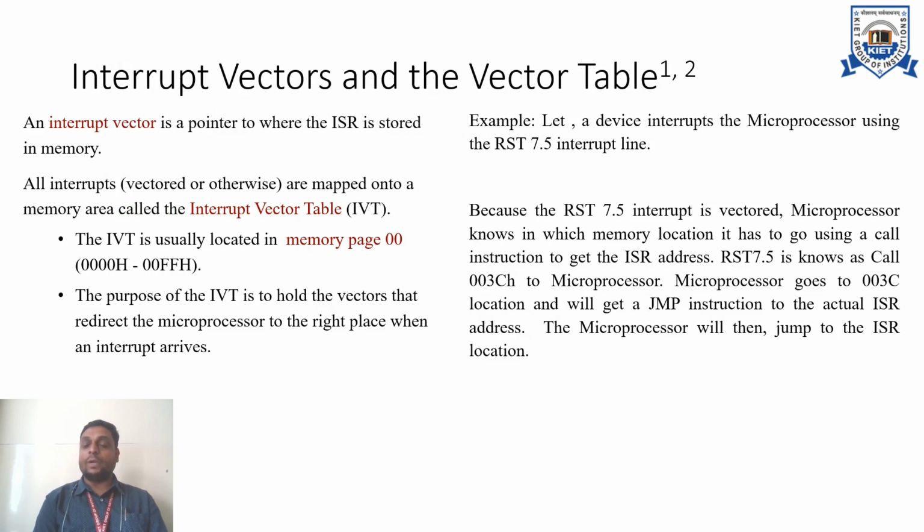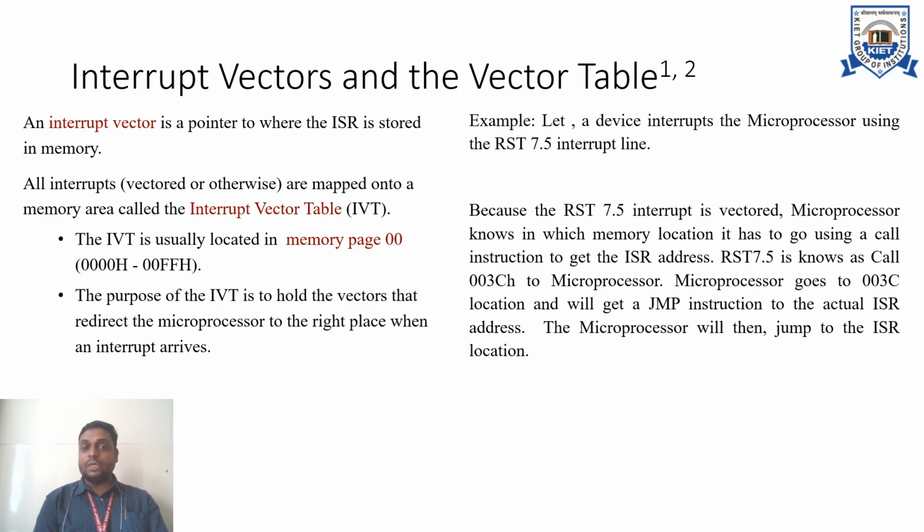Interrupt vectors and vector table. An interrupt vector is a pointer to where the ISR, that is the interrupt service routine, is stored in memory. All interrupts, whether vectored or non-vectored, are mapped into a memory area called the interrupt vector table. Means once the interrupt is generated, it will go to that particular memory location. That memory location is represented using the vector table, which holds all the addresses, the interrupt vector table.